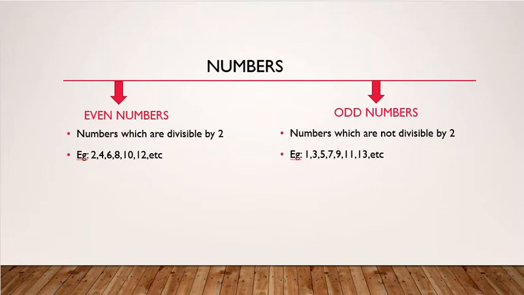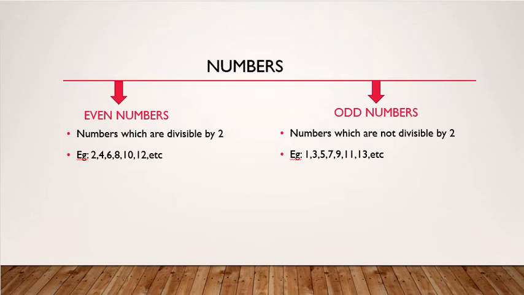Numbers are basically divided into two types as even and odd. This is what we have learned in the lower classes. Numbers which are divisible by 2 are called even numbers. For example, 2, 4, 6, 8, 10, 12 and so on. The other group of numbers is odd numbers. It involves the numbers which are not divisible by 2. Example 1, 3, 5, 7, 9, 11, 13 and so on. So this is how we divide numbers as even and odd numbers.